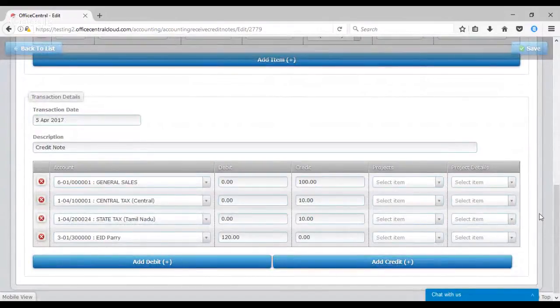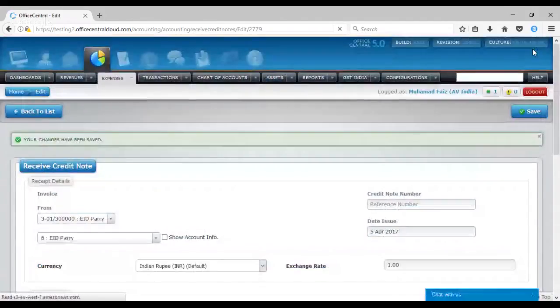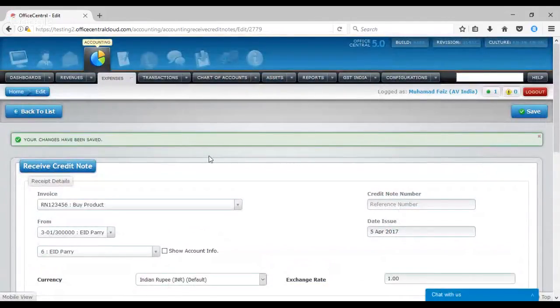Next, for the accounting transaction, you practically don't have to do anything, because the system will suggest the central tax, the state tax, and the debit to your supplier or creditor. You can still select which account. In this case, we select the general sales account. So save, and that's it. You have done your transaction for that receive invoice.